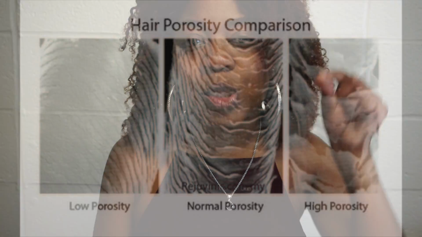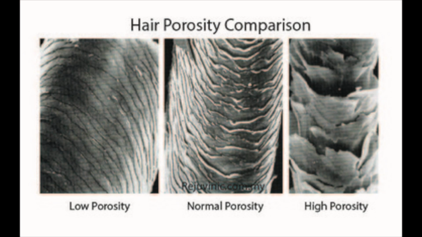If you do the strand test and you run your fingers up, it might feel smooth because the cuticles aren't open. Everything is laying completely flat. If they're laying flat, they'll feel smooth, so you probably have low porosity hair. And finally, if you do the water spraying test, if you find that the water just kind of beads up on your hair and doesn't really seem to soak into your hair, you might have low porosity hair.